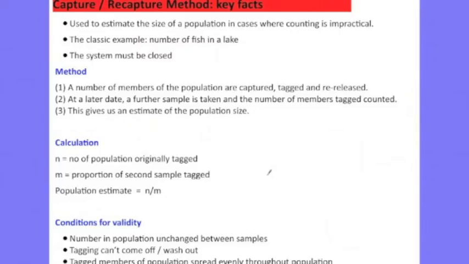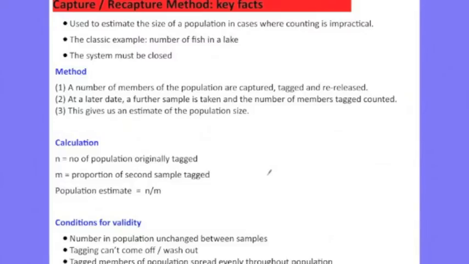The method is as follows. First, a number of members of the population are captured. So someone goes to the lake and captures a certain number of the population. What they have captured, in this case if it's fish, they then tag the fish. They mark them in some way that's not going to harm the animal or the thing that they are counting. And then they are re-released back into the population. And at a later date, a further sample is taken, so a second sample, and the number of members that are tagged are counted. This gives us an estimate of the population size.